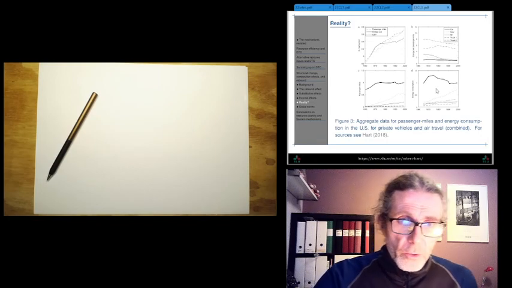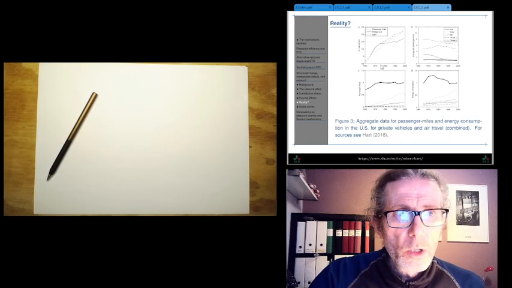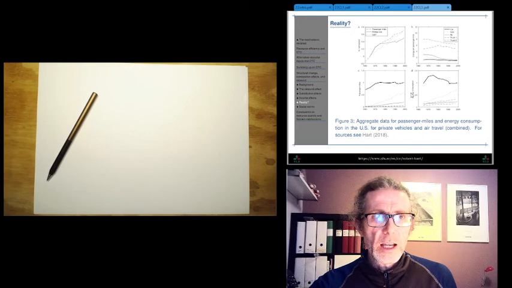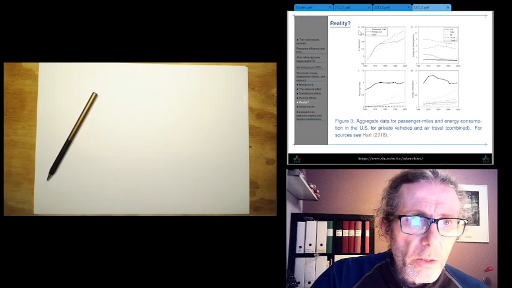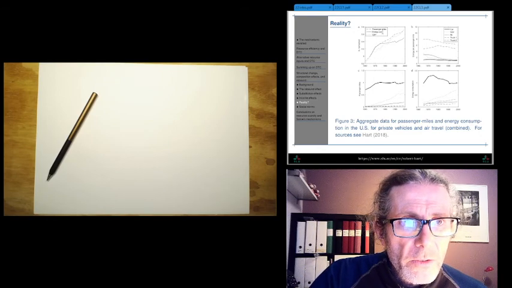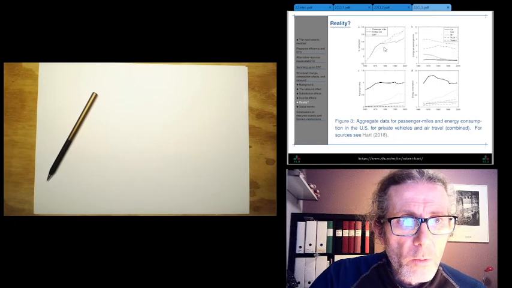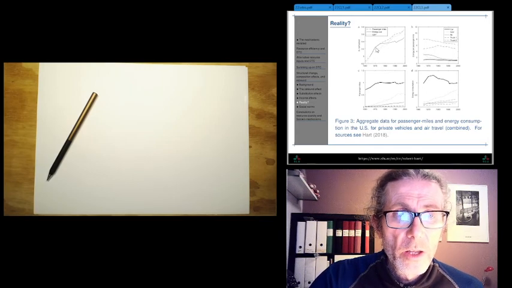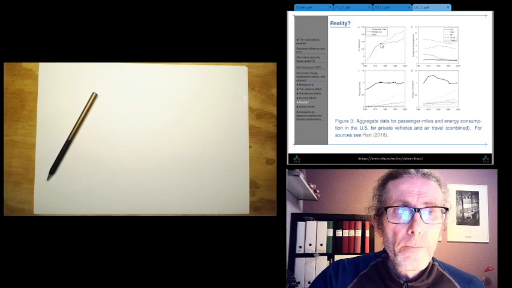Here's some more data that's also in that paper from 2018. So what do we see here? This is trends for passenger miles and energy consumption for US private vehicles and air travel. This is a log scale and years, and we've got passenger miles, energy use, GDP. So we've got GDP growing, we've got passenger miles more or less tracking GDP, and energy use up until the oil crisis of the mid-70s is also tracking. So we've got no increase in energy efficiency at all.